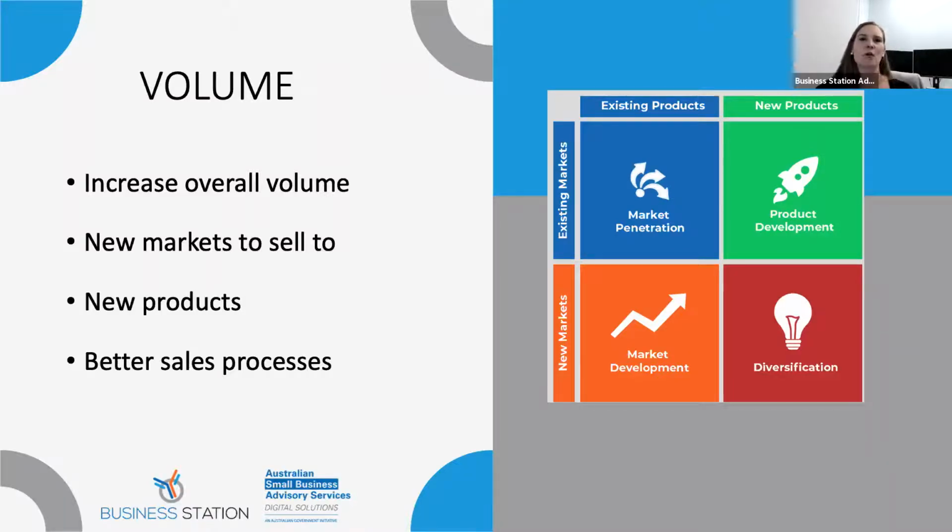Now, in terms of volume, you also have to consider what your sales processes are like. Could better processes allow you to sell more? Are there any bottlenecks in the process? How much capacity do you have to grow? So, for example, if you are producing a certain good, production-wise, how much can you produce in a day, in a week, in a month, and where are you at in terms of your maximum capacity?